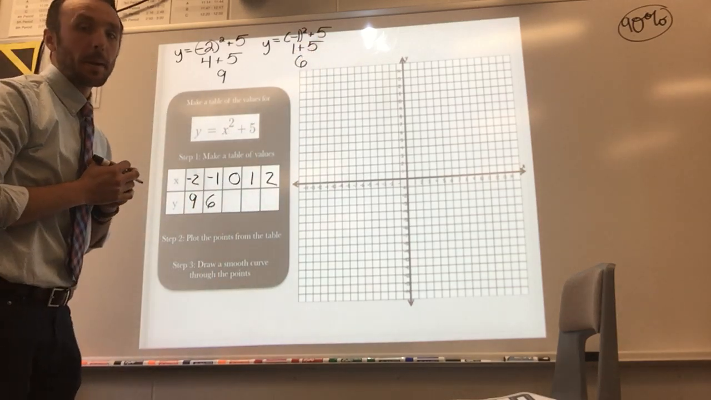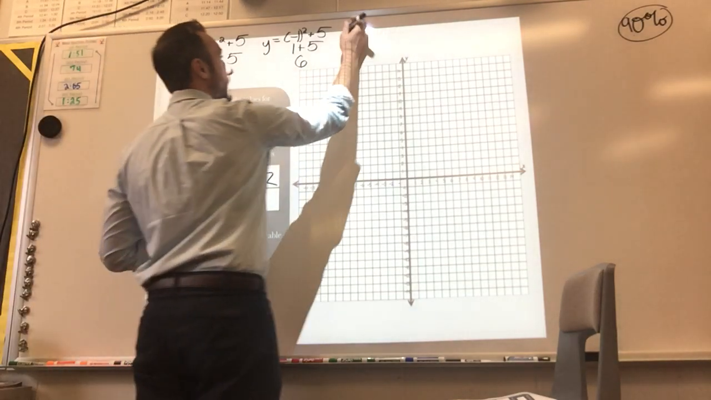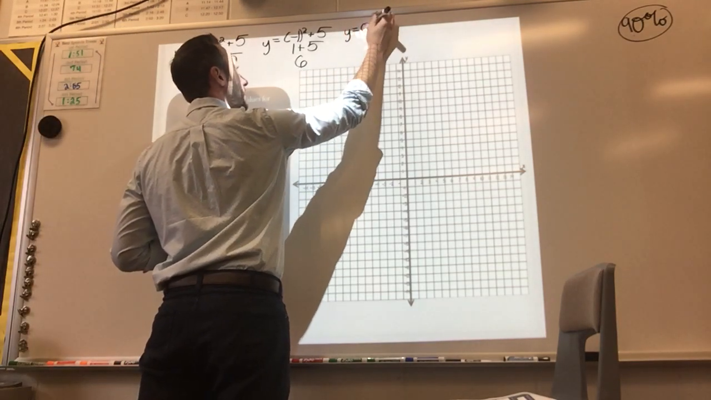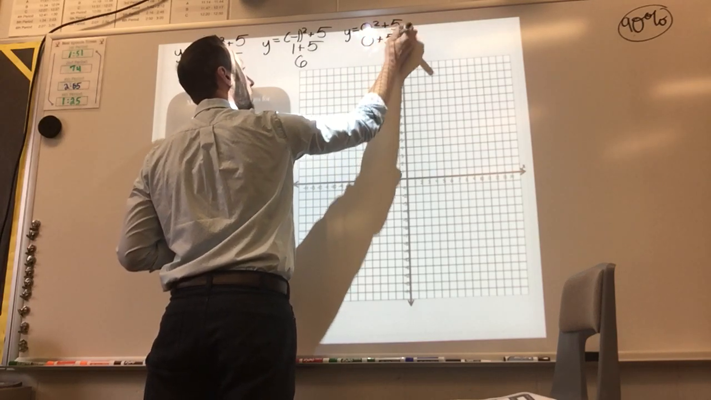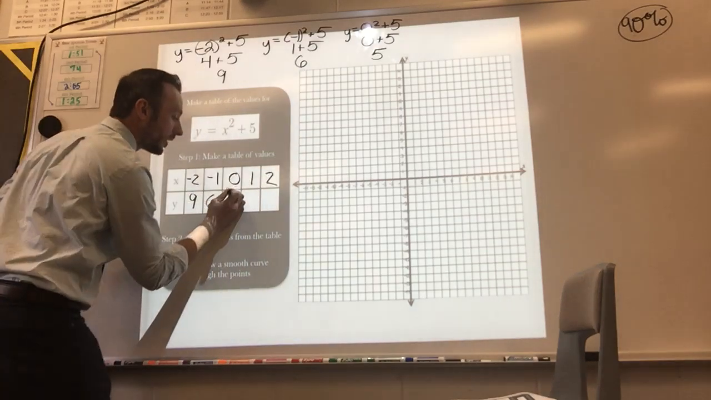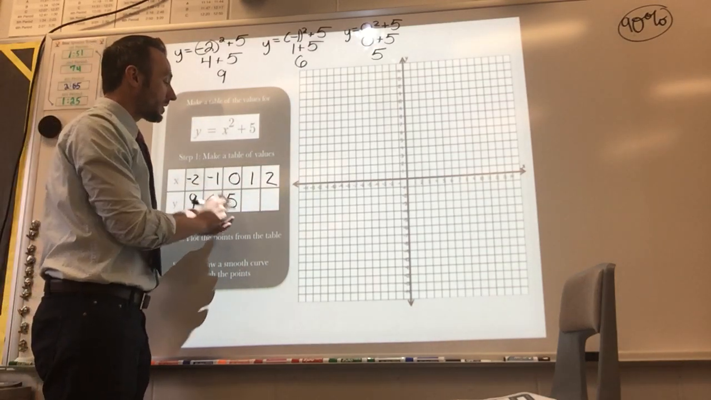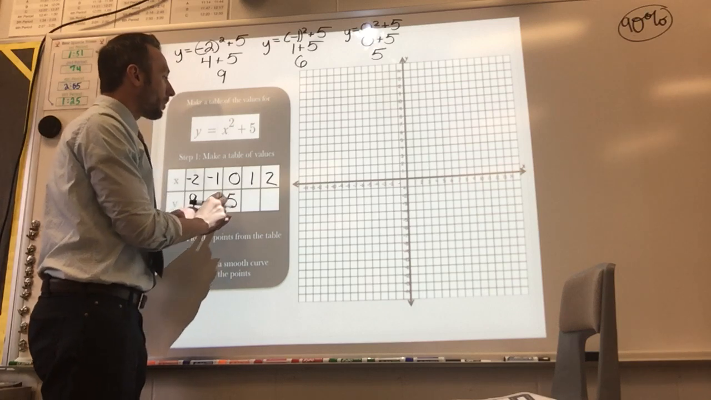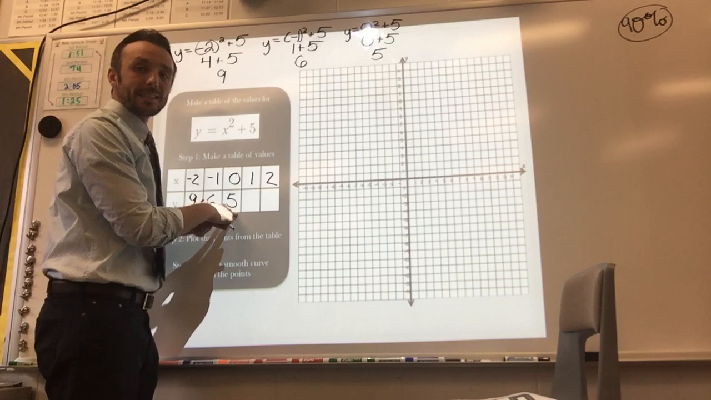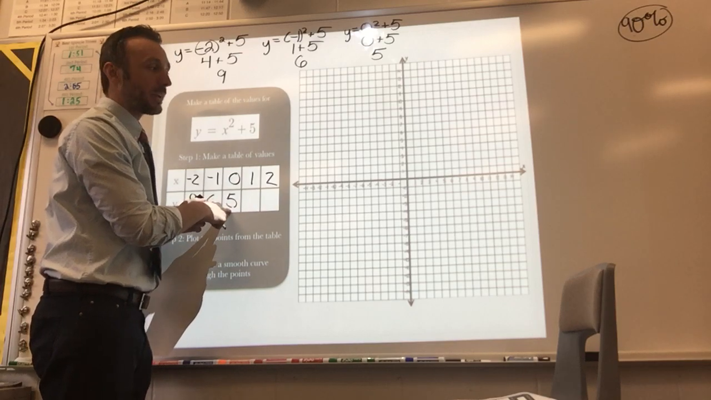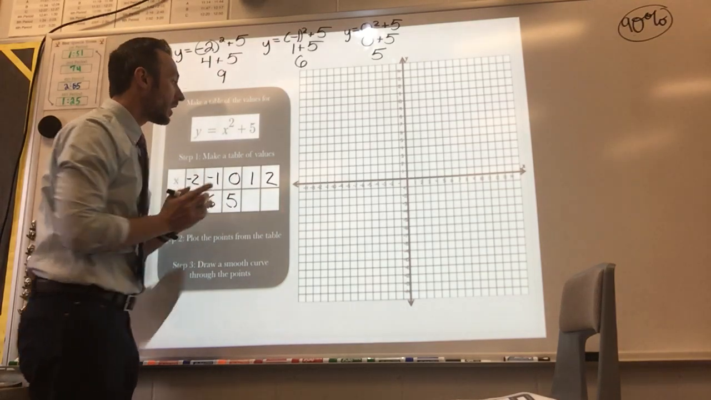So -1, positive 6. 0, if I plug 0 in, that's going to be the same as y equals 0 squared plus 5, or 0 plus 5, or just 5. And if you notice, this is still going to be my vertex. This will still be our minimum point because it's a positive leading coefficient. But now instead of being 0, 0, it's at 0, 5, which means our parabola is just going to be shifted up a little bit on our axis.